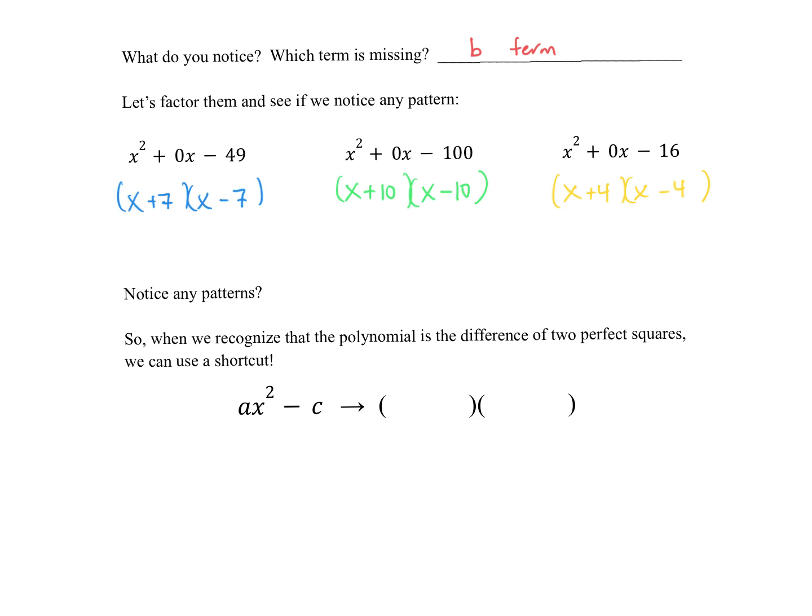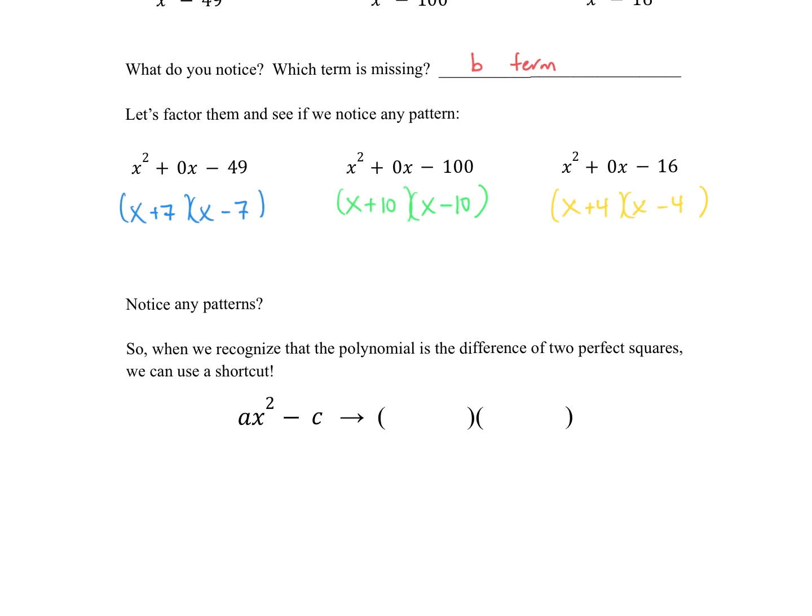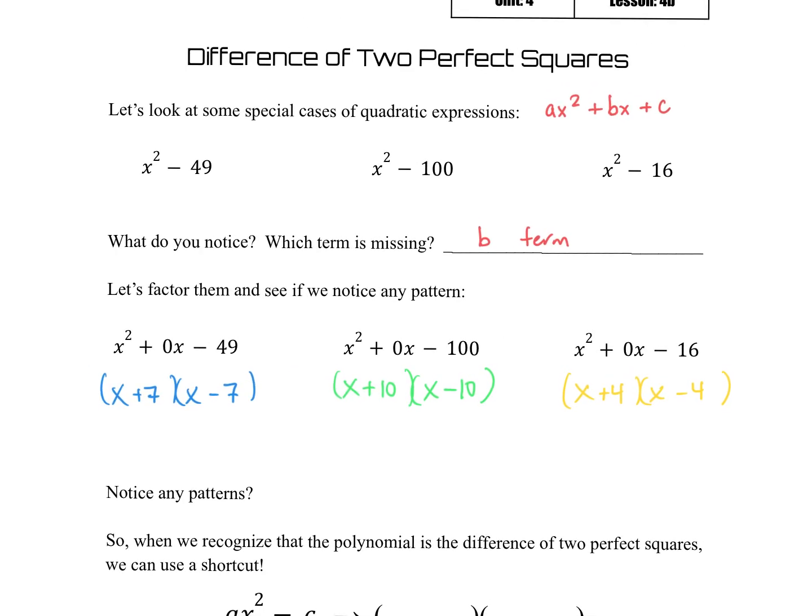If we notice that we have a binomial quadratic in the form of ax squared minus c, such as these ones up here, x squared minus 49, here's the other thing you have to check for. This is the difference of two perfect squares. So we have two terms. Difference means subtraction. So we need to check to see that we have subtraction, and we do.